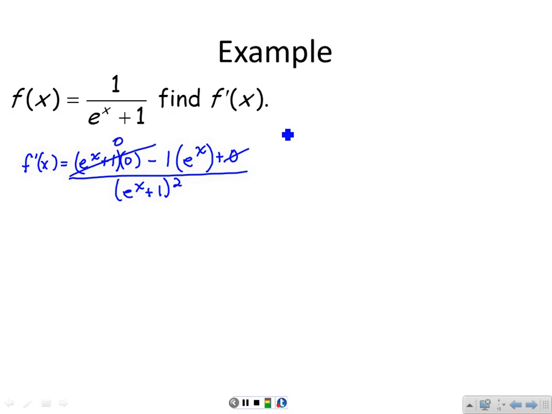That doesn't matter. So what we're going to have is negative 1 e to the x. You can write the 1 or not, it doesn't matter. And so you have e to the x plus 1 quantity squared. And that's all you can do to that problem.